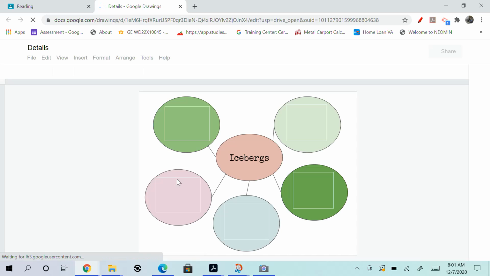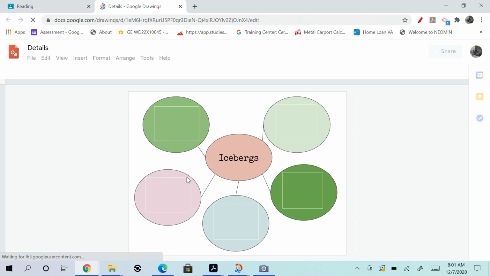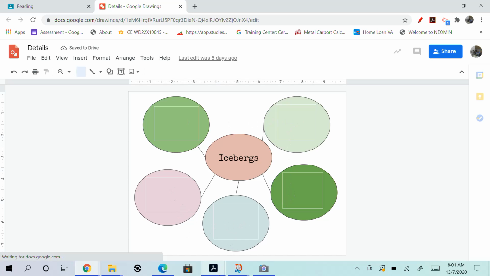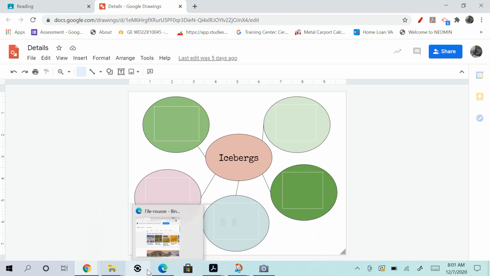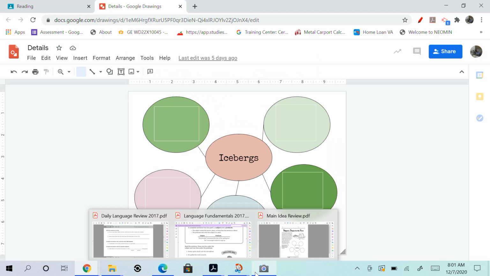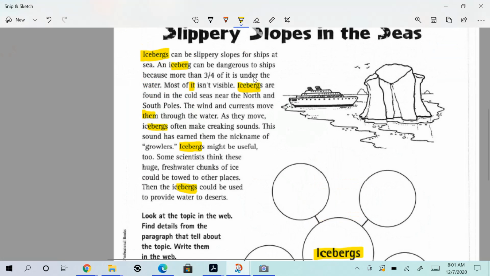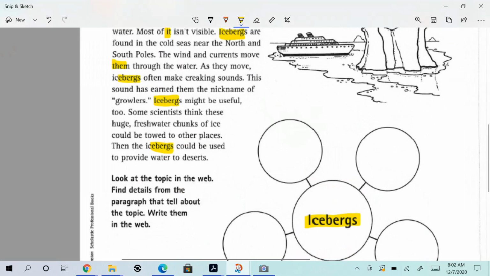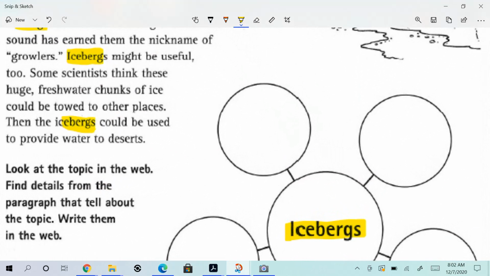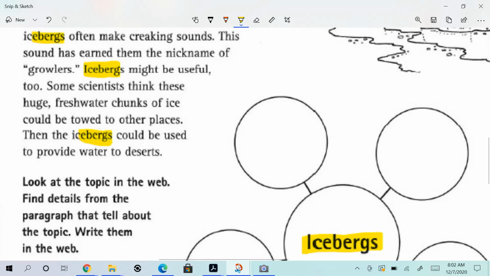And so what do I want you to do? I want you to write down some information, some details about icebergs. What is some information that they gave you about icebergs in the selection? So let's take a look. We obviously know the word that keeps getting repeated over and over is icebergs, but what do they tell you about icebergs? I'll do one with you. Scientists think that they could be used as fresh water. I'm going to use this one, right here.